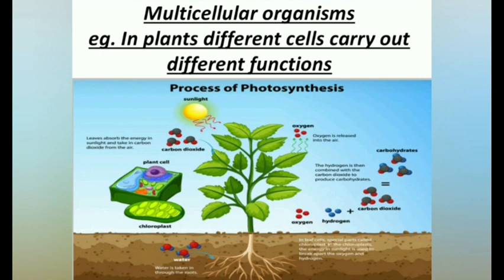Example of a plant, we see that the leaves of the plant absorb the energy in sunlight and take in carbon dioxide from the air. Water from the soil is transported by the cells of the root to the leaves. Leaves prepare the food for the plant and give out oxygen into the atmosphere.